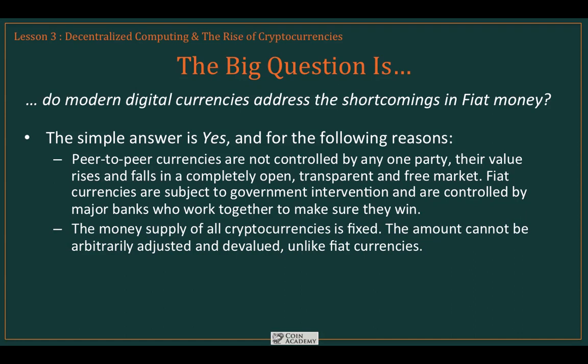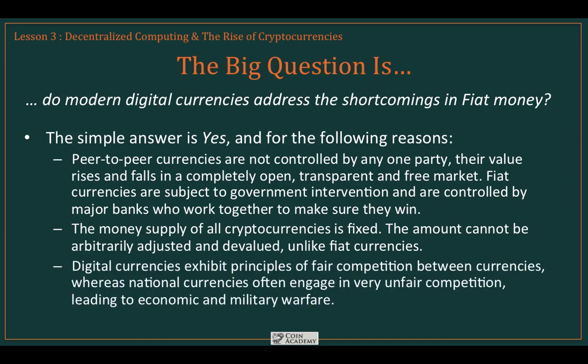Next, the money supply of cryptocurrencies is fixed. The amount cannot be arbitrarily adjusted or devalued, unlike fiat currencies, which are often manipulated by governments for particular national purposes. And finally, digital currencies exhibit the principles of fair competition between currencies, whereas national currencies often engage in very unfair competition, leading to economic and sometimes even military warfare.